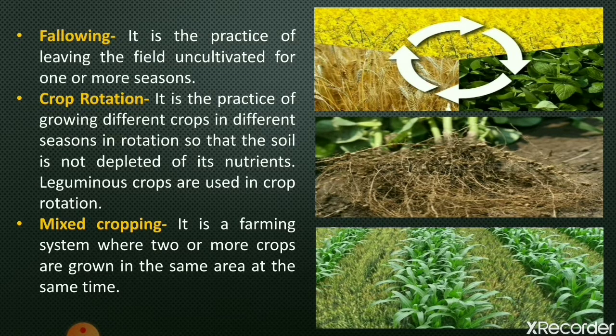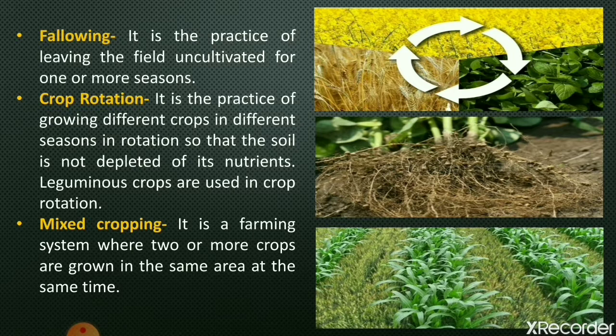Next one is crop rotation. Suppose one field is there, and the same crop is grown in the field year after year. So what will happen? The fertility of that soil will decrease, because the soil becomes poor in nutrients, or nutrient deficient. If different crops with different nutrient requirements are grown in different seasons, then the fertility and nutrients of the soil will not be affected too much.